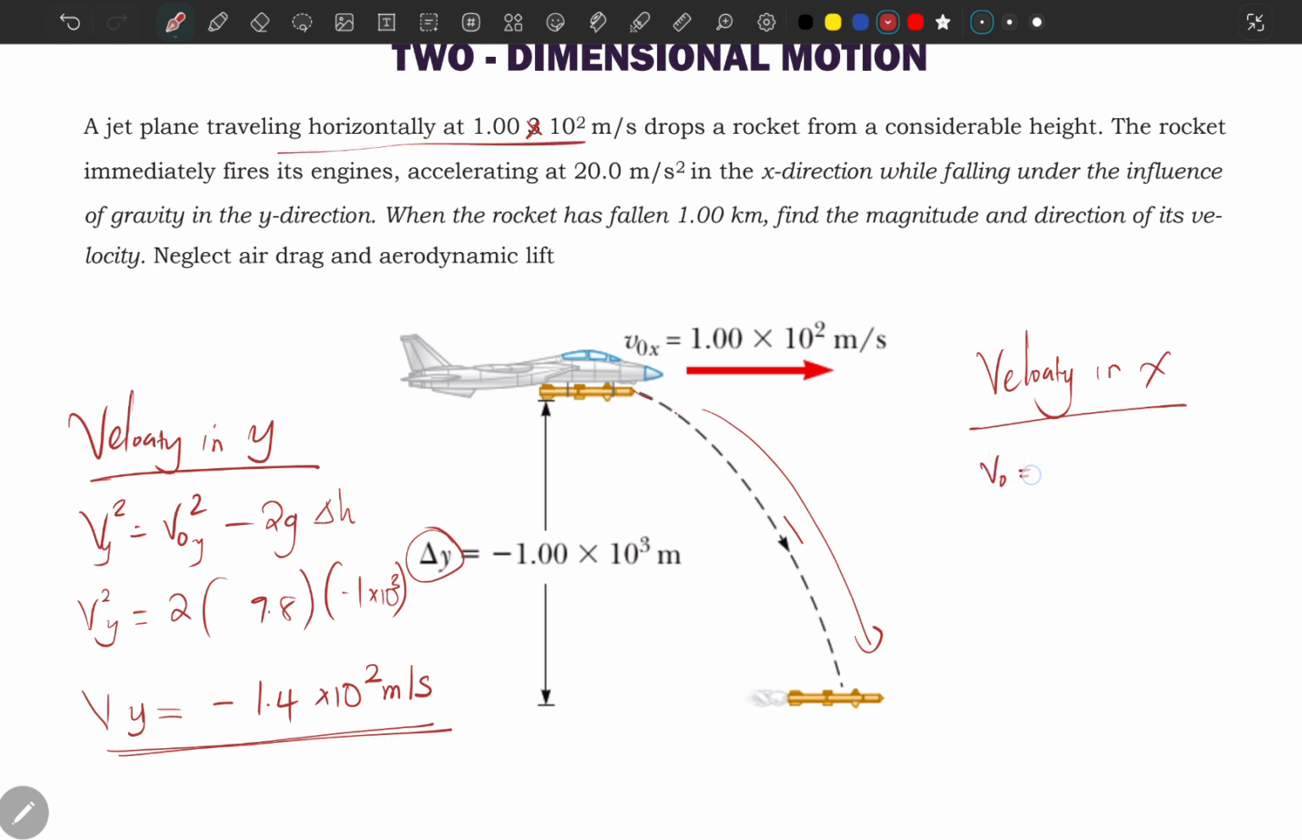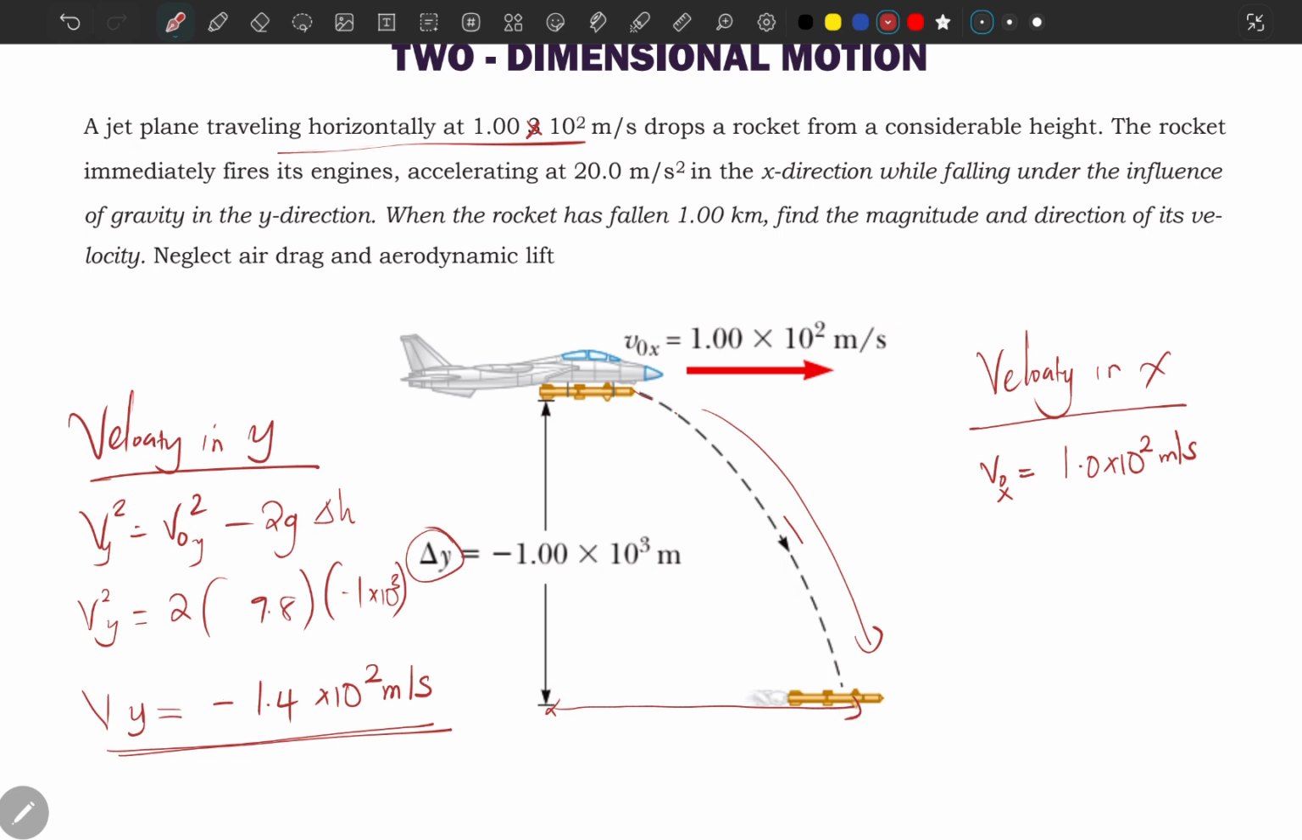So we have the initial velocity in the x, which is 1.0 times 10 to the power 2 meters per second. That's the initial one that was given. Then what else do we have? We need to find the other velocity, and we can only do it by finding the time.